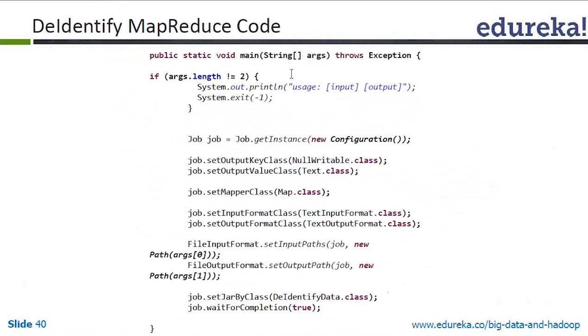So see here in the main class, what do we do? We set your output key class as NullWritable. The value class is going to be Text. We only have a mapper here. There is no reducer here because we are not doing any aggregation and we are only de-identifying your input data. So a lovely example where there is no reducer.